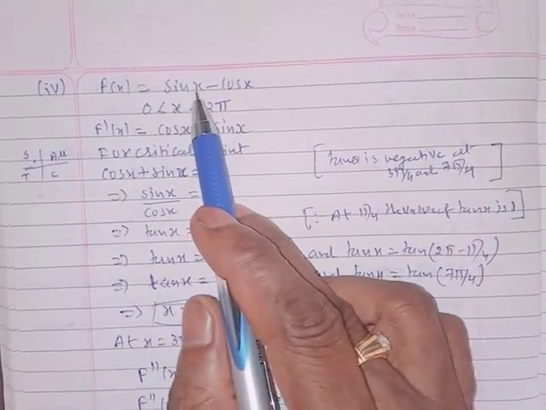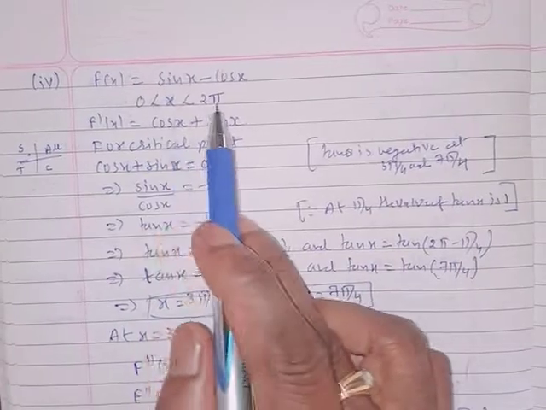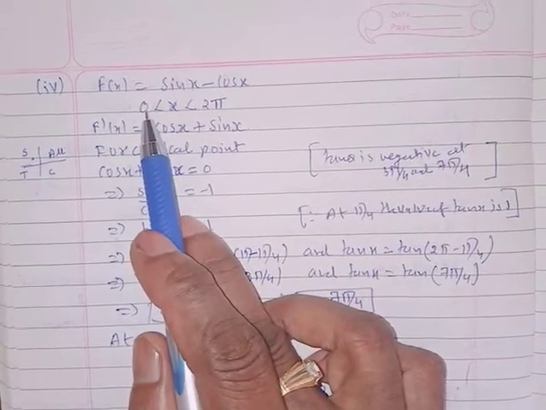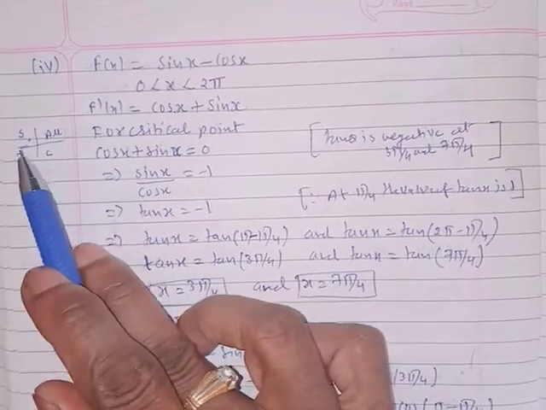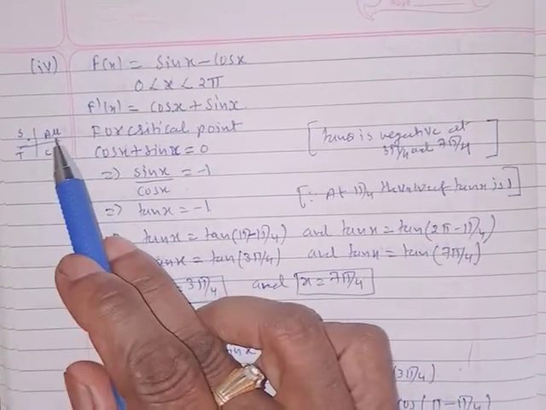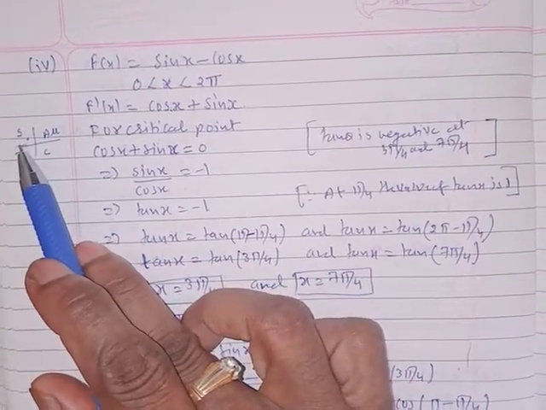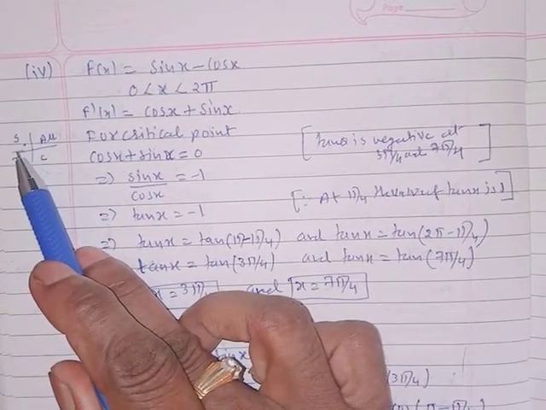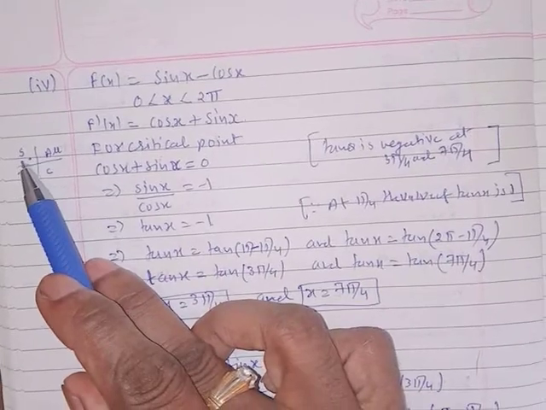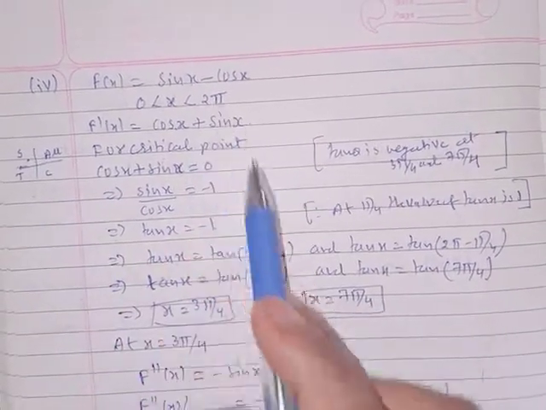Next, f of x is equal to sin x minus cos x, but the range is changed here. The range is 0 less than x less than 2 pi. So it comes here, one round is pi, and if the second round is complete, then it becomes 2 pi. So we have to check at pi and 2 pi both.